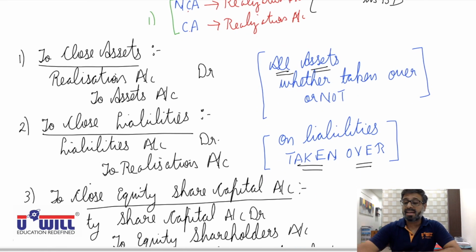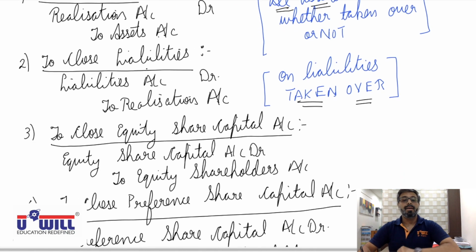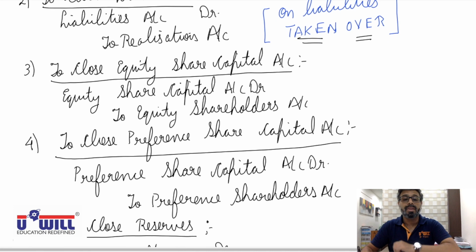So assets have debit balance. To close it, we reverse and credit assets account, and what do we debit? Realization. Liabilities have credit balance. To close it, we reverse and debit liabilities, and what do we credit? Realization account. Equity share capital has credit balance. To close it, we reverse and debit, and what do we credit? Equity shareholders account.